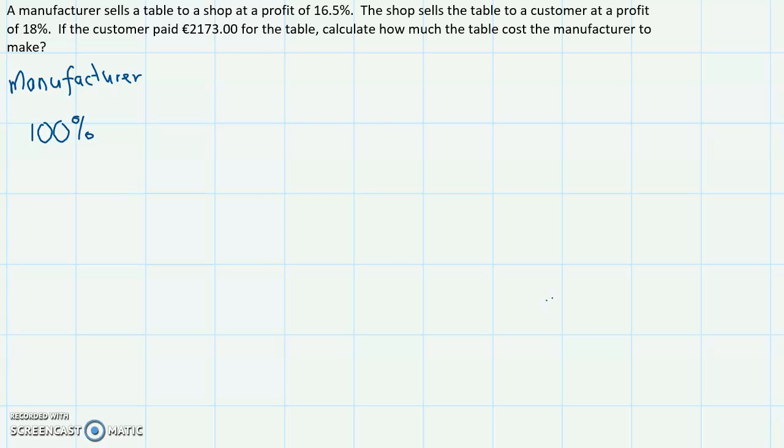Okay, so he sells it to a shop. So then the shop, he sells it to the shop at 16.5%. So it's 100% plus 16.5%. So 100 plus 16.5 is 116.5.